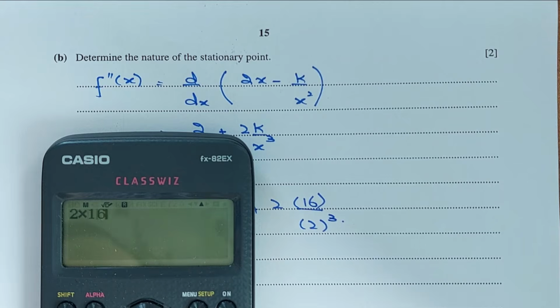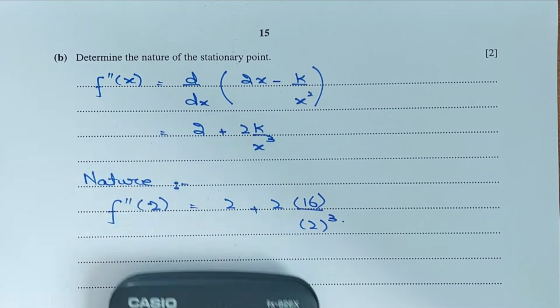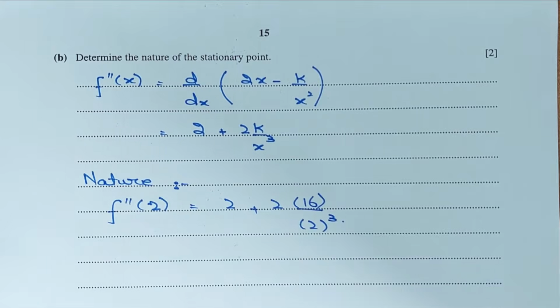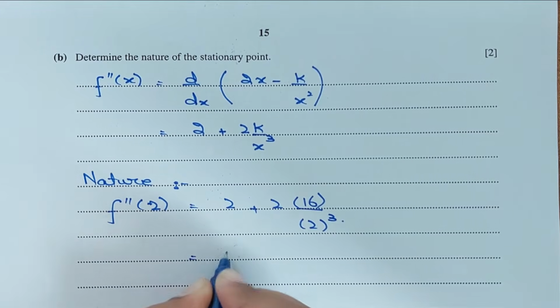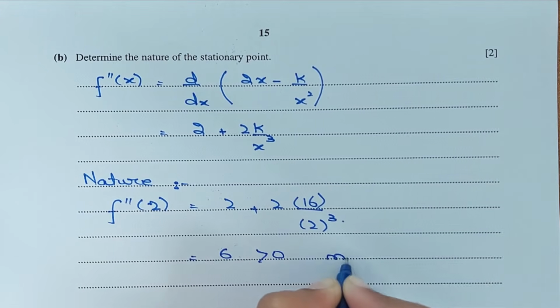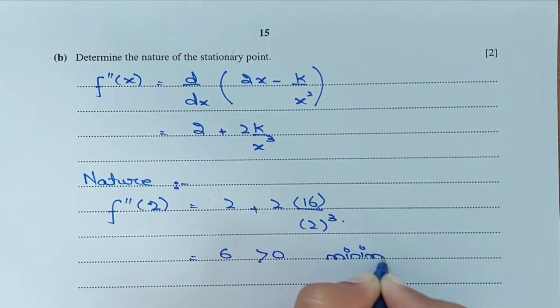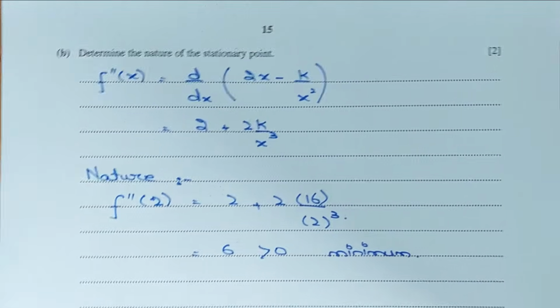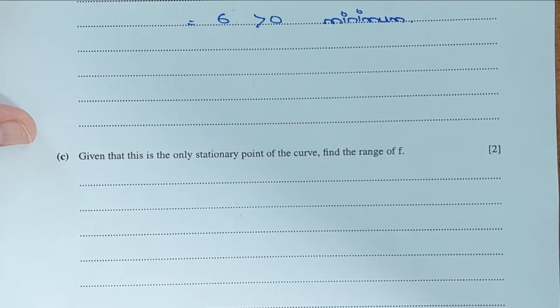2 times 16 divided by 8 is 4 plus 2, which is equal to 6. So this is 6, it is greater than 0, so the nature is minimum, right? Now for part C, given that this is the only stationary point of the curve, find the range of f.